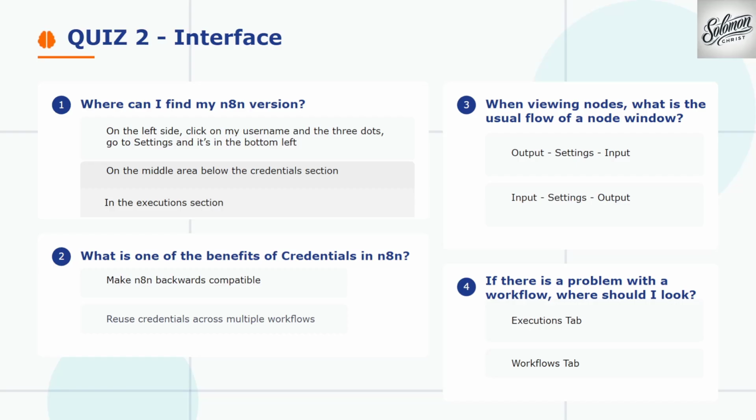Question number 2. What is one of the benefits of credentials in n8n? Is it making n8n backwards compatible? Or is it being able to reuse credentials across multiple workflows? If you said being able to reuse credentials across multiple workflows, you're right. Question number 3. When viewing nodes, what is the usual flow of a node window? Is it output, settings, input? Or is it input, settings, output? If you chose input, settings, output, you're right.